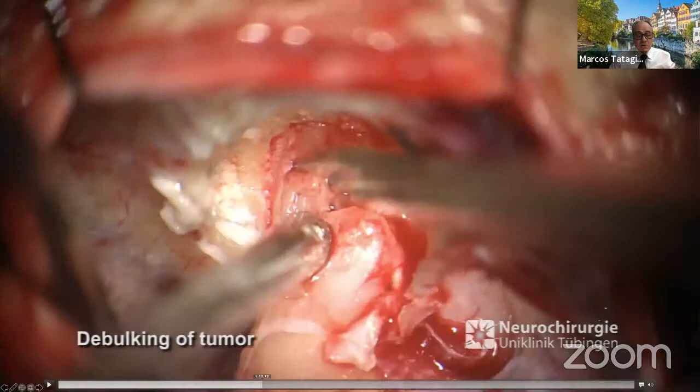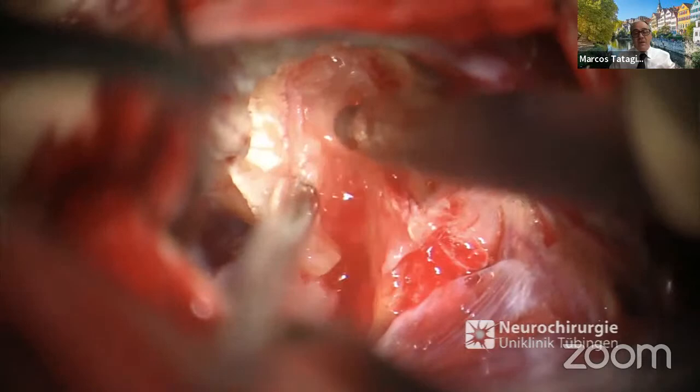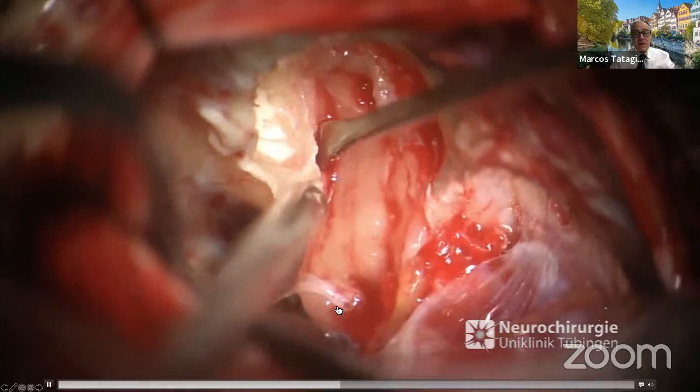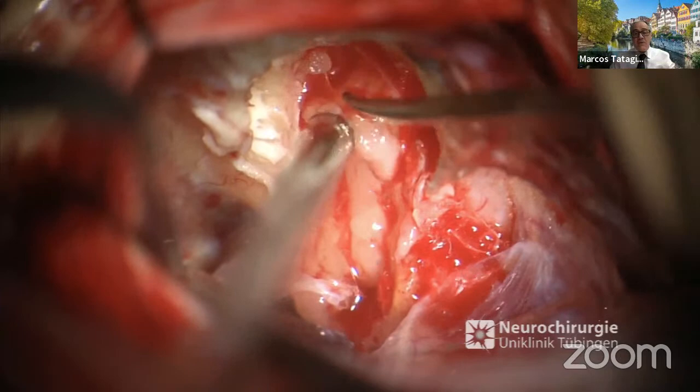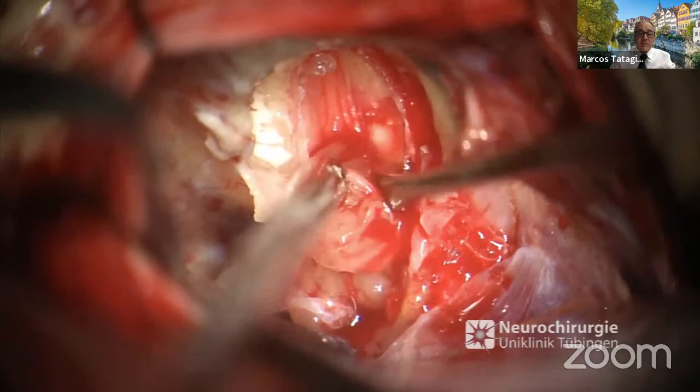So I put here a little bit faster. Tumor is debulked. And then with a Cavitron, even small tumors can be diminished in size first before we start the dissection of the facial nerve above and of the cochlear nerve below. And then under careful electrophysiological control of auditory evoked potentials and facial MEP, we dissect the tumor away from the nerves.